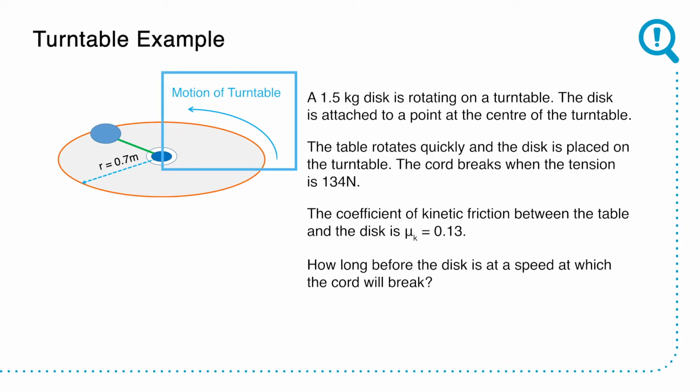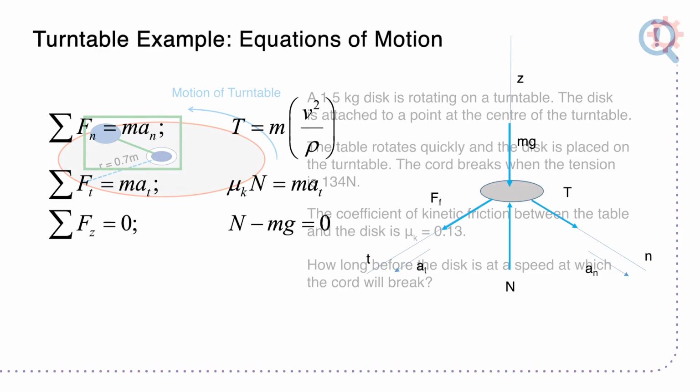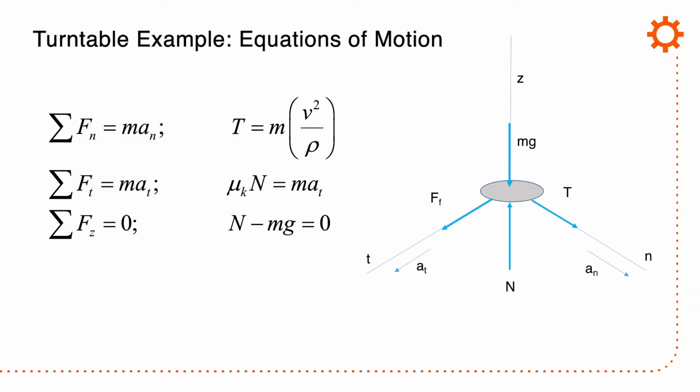So I have a counterclockwise rotation. I have a disc. I have lots of things happening here. How do I deal with it? I draw out a really simple free body diagram. And I have three directions: normal direction, tangential direction, and z, vertical.